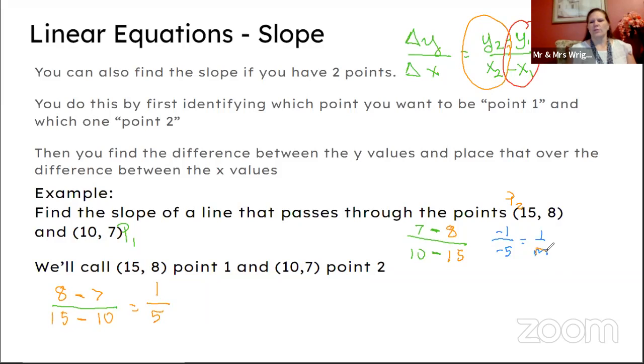Oops, I put 1 over m. It should say 1 over 5, 1/5. So we've got 1/5 no matter which way we subtract it. The main idea is as long as you keep the pairs together, you'll be fine.